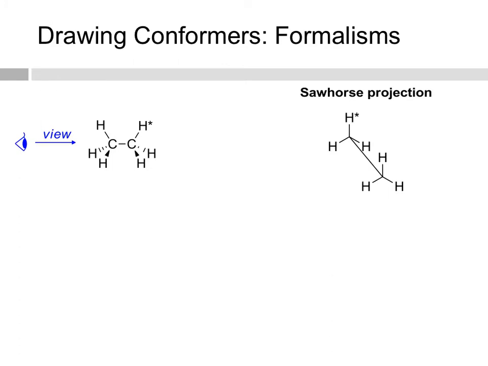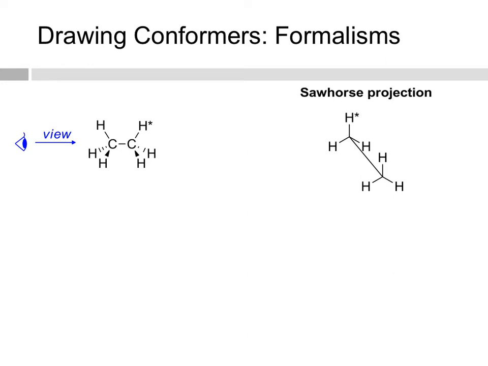There are 2 formalisms that are commonly used in order to draw conformers. The first one we're looking at is the sawhorse projection. If we look at ethane again, now what we've done is we've put these 3 bonds in the same plane. So the carbon-carbon bond, carbon-hydrogen bond, and this carbon-hydrogen bond are all within the plane of the page. These 2 hydrogens are coming out towards us, and these 2 hydrogens are going at the back.